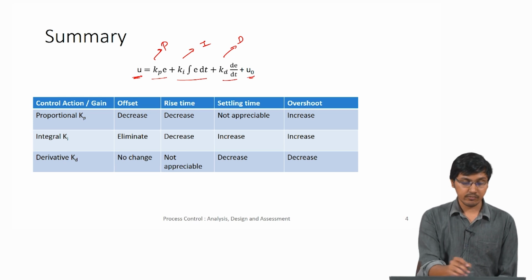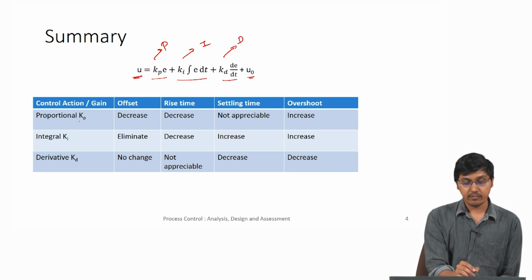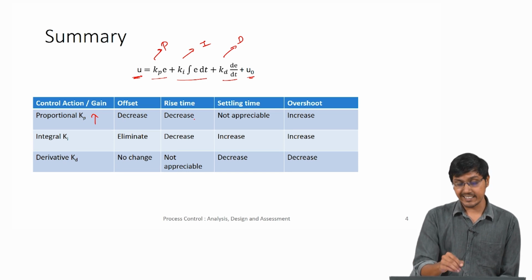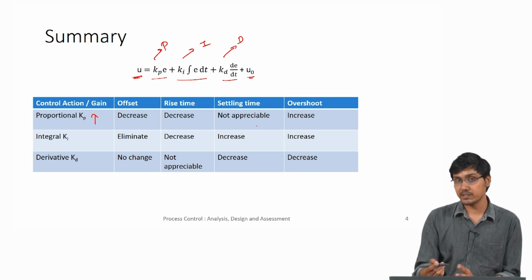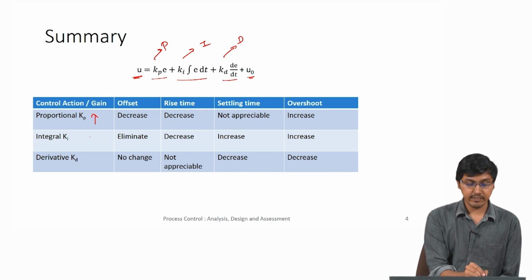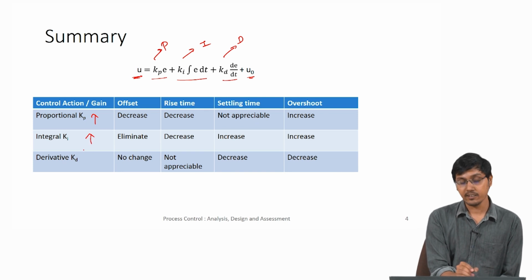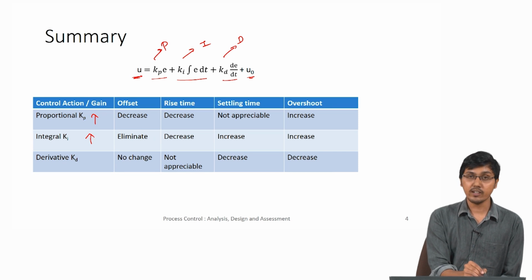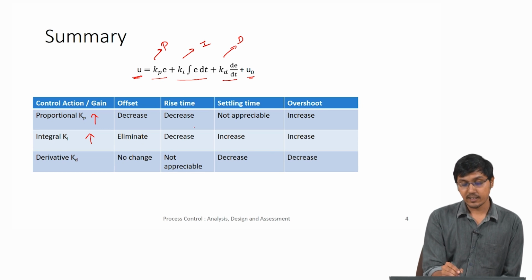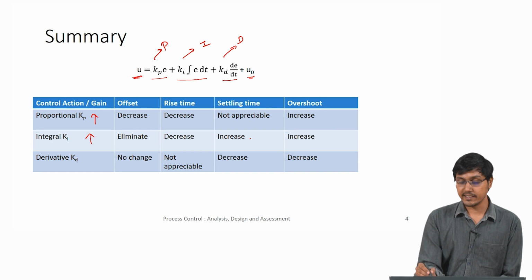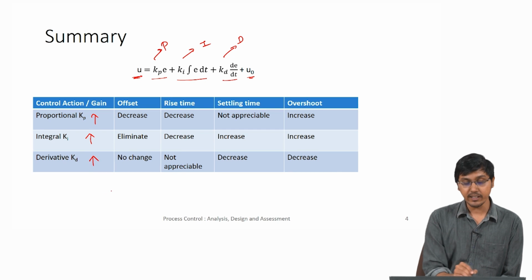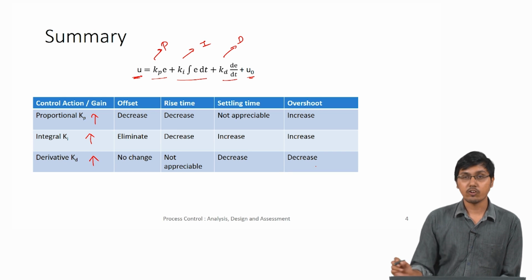We have seen that for the proportional controller, whenever Kp increases, offset decreases, rise time decreases, settling time does not change appreciably, and overshoot increases. When you increase the integral gain Ki, then the offset is eliminated. Even with a small Ki, the offset will be eliminated, the rise time decreases, settling time increases and overshoot increases. For the derivative, again the offset does not change, and if you increase the value of Kd, rise time does not change appreciably, settling time decreases and overshoot decreases.